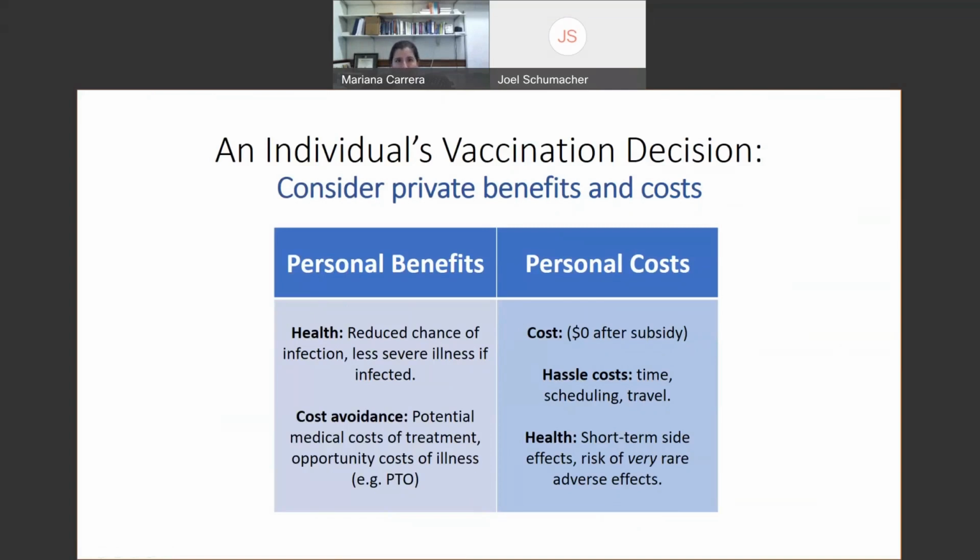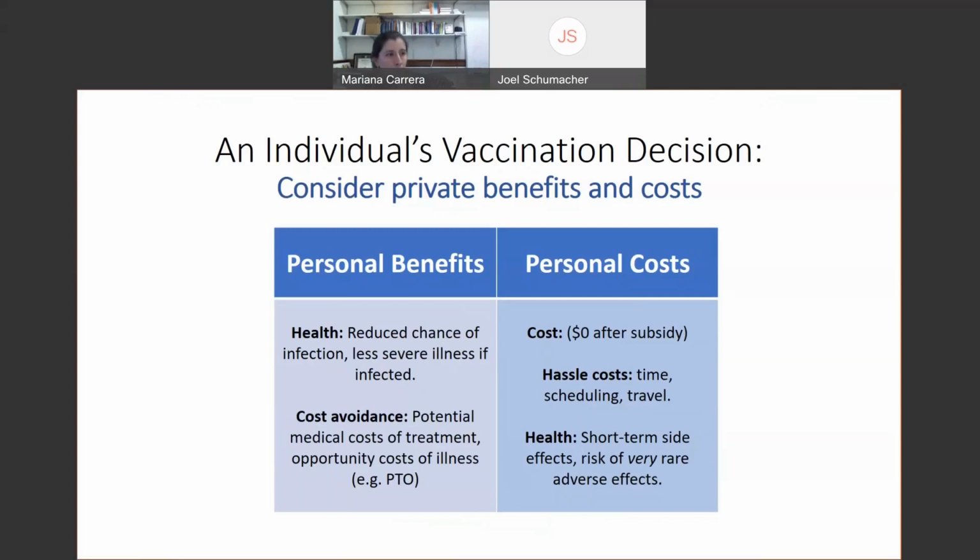But if there was a price to pay to be vaccinated, that would be part of the personal cost. There's also the hassle cost. It takes time. You've got to make time out of your day to get vaccinated. You might have to travel somewhere to get vaccinated. And then in terms of health, there's well-known short-term side effects.